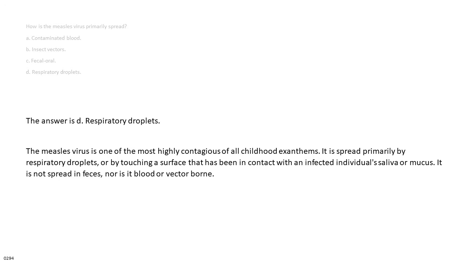The answer is D. Respiratory droplets. The measles virus is one of the most highly contagious of all childhood exanthems. It is spread primarily by respiratory droplets, or by touching a surface that has been in contact with an infected individual's saliva or mucus. It is not spread in feces, nor is it blood or vector-borne.